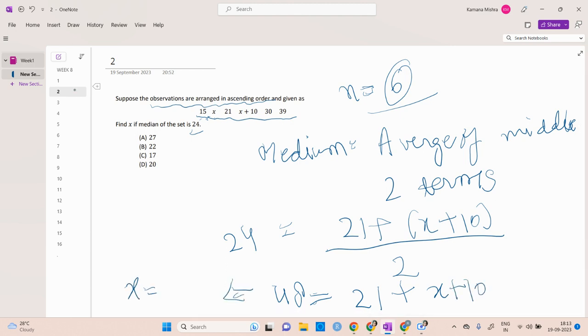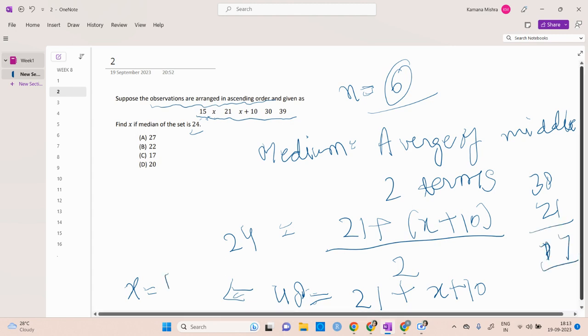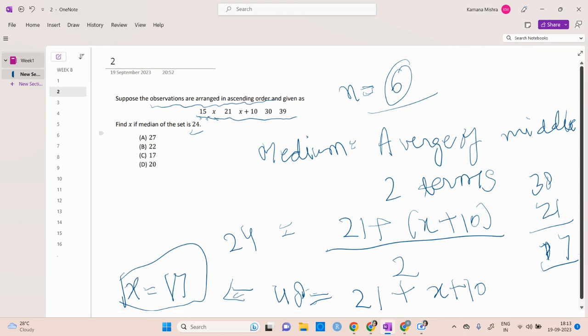So x we will have will be 48 minus 10 will be 38, and 38 minus 21 will be 17. So x is 17, and we can see that it is greater than 15, and then 27 will be greater than 21 too. So you can just check. So 17 is the answer.